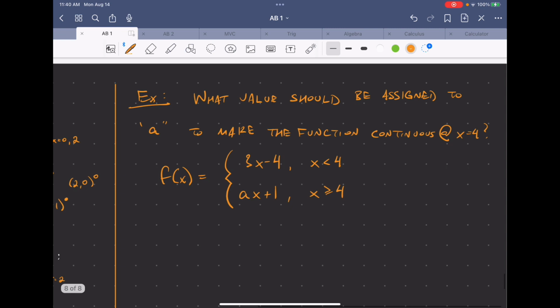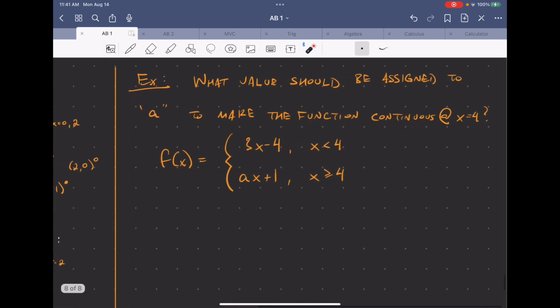Okay, second example. What value should be assigned to a to make the function continuous at x equals 4? And so our function here, we have a piecewise function. The top function is defined whenever x is less than 4. That's a linear function there. The bottom function is defined whenever x is greater than or equal to 4. That's also linear. A is just some number. So we want this thing to be continuous, and we have to find the value of a that'll make that so.